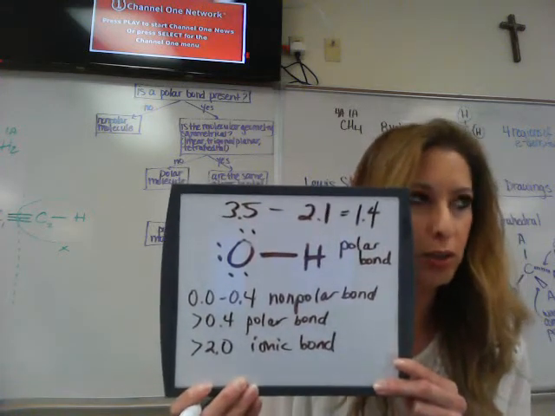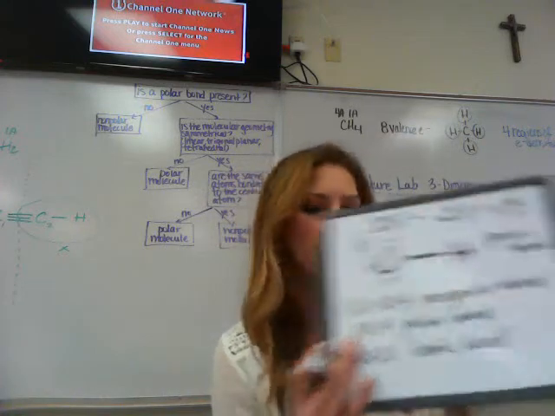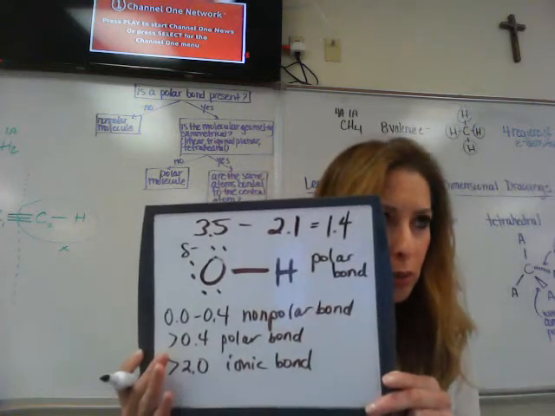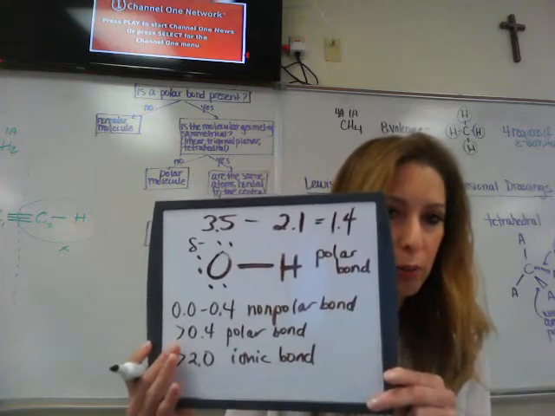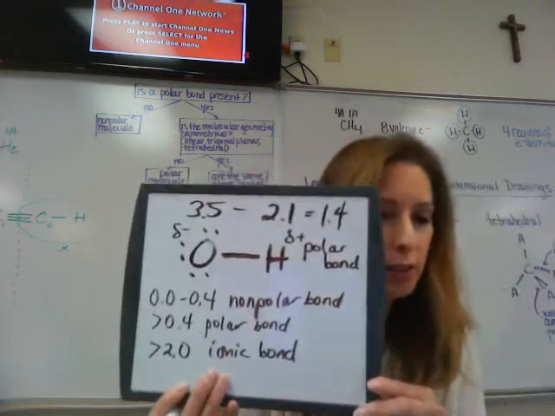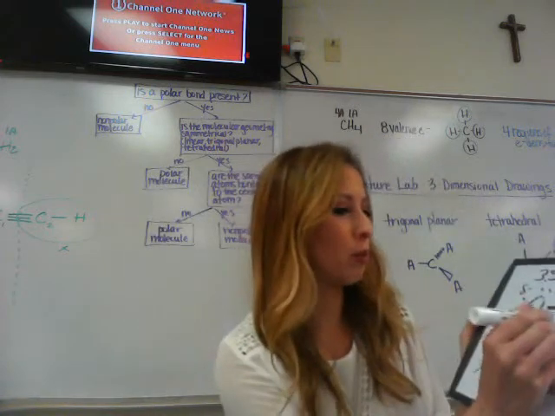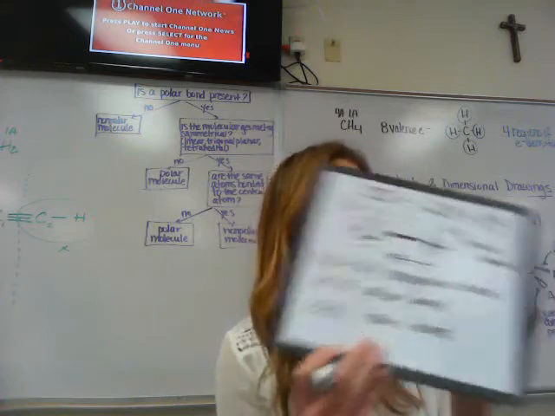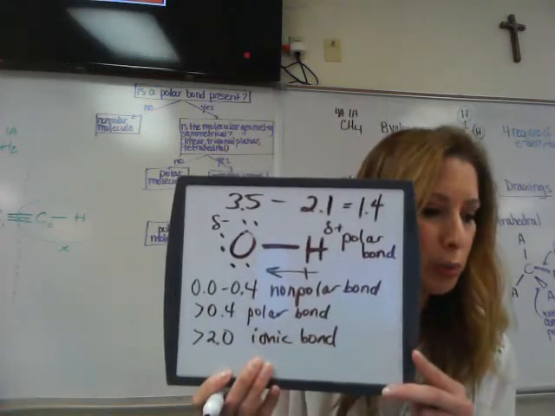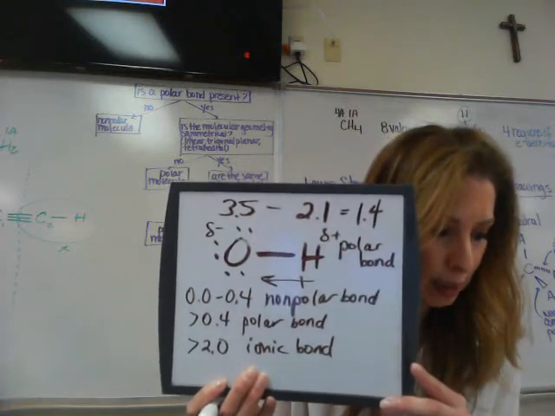There are two ways to denote that. You can have a partial negative symbol on the oxygen, because that's where the electrons are hanging out, because it's more electronegative, and then a partial positive on the other end. You can also have an arrow pointing in the direction of the more electronegative element. So you would have an arrow pointing in the direction of the oxygen. You put a little plus sign on the other side, which is where the partial positive end is.